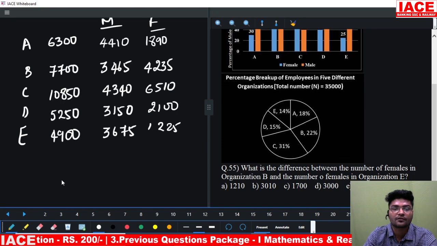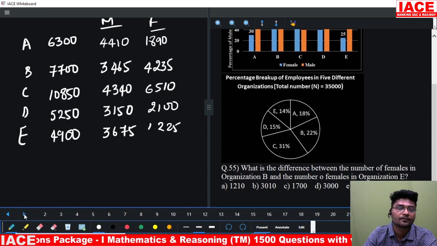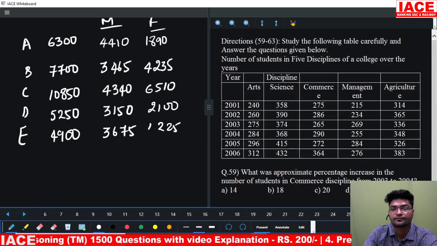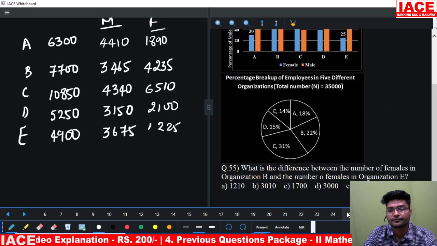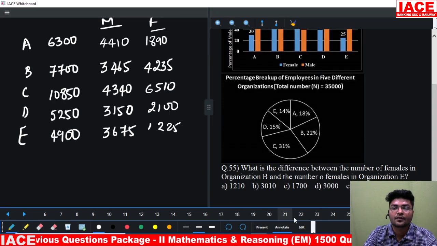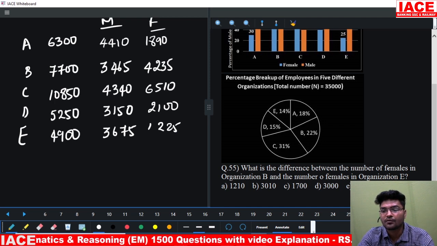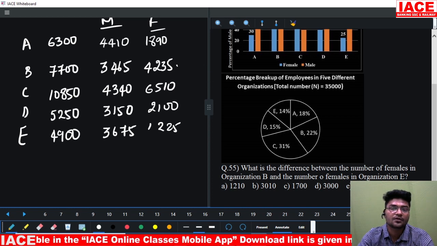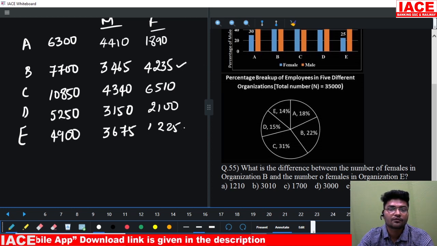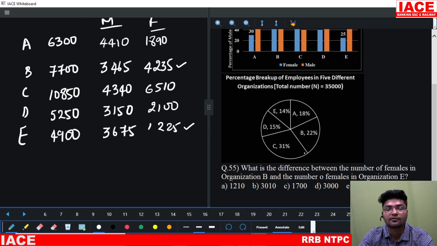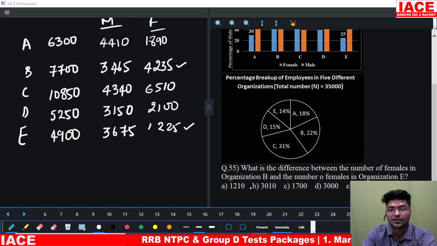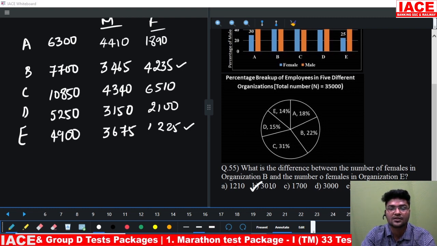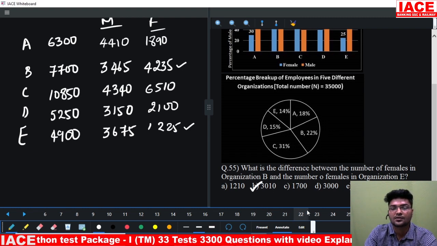Question number 55. What is the difference between the number of females in organization B and the number of females in organization E? Number of females in organization B is 4235. Number of females in organization E is 1225. If I subtract that, what will I get? 3010. That is option B. Option B is our correct answer.